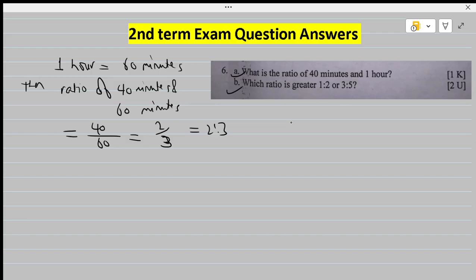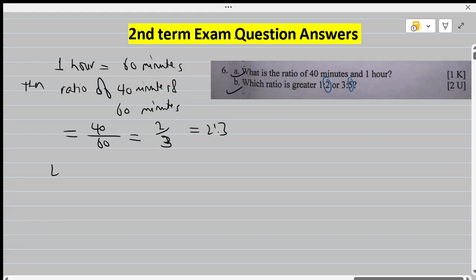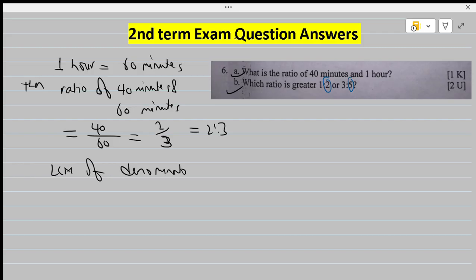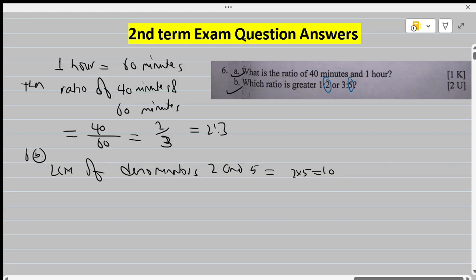In number B, which ratio is greater, 1 is to 2 or 3 is to 5? These two ratios, 1 is to 2 and 3 is to 5, we have to make the denominators the same first, and after that we can compare by comparing numerators. So we take the LCM of the denominators, 2 and 5, which is the product of 2 and 5, that is 10. So let's make both denominators 10.